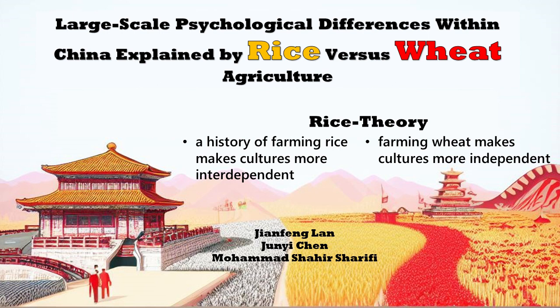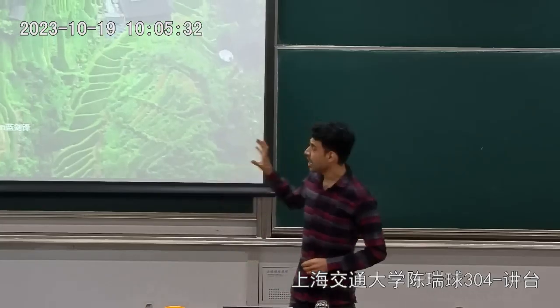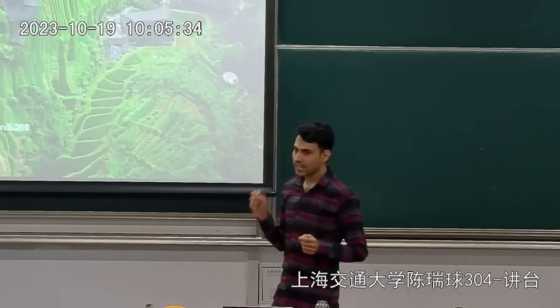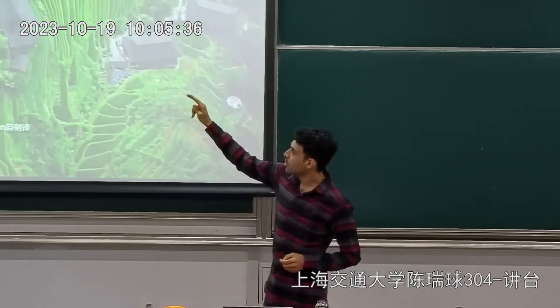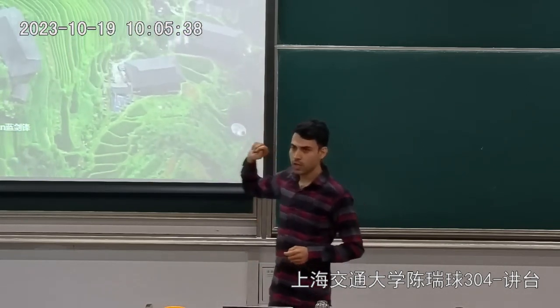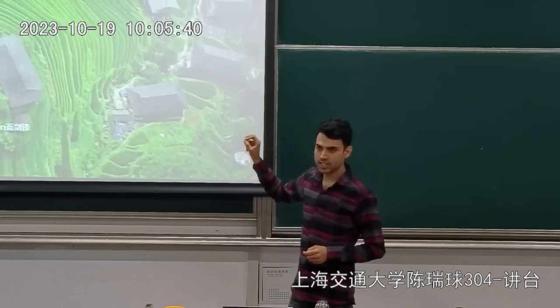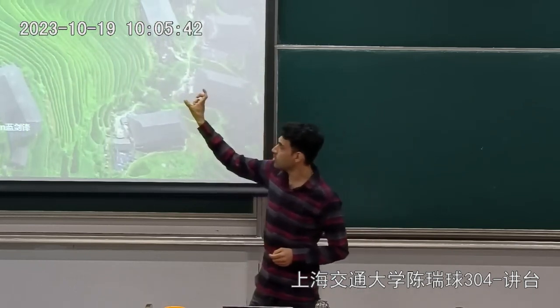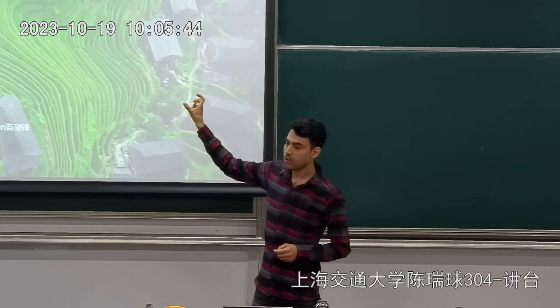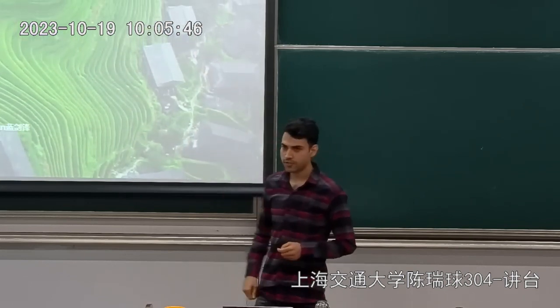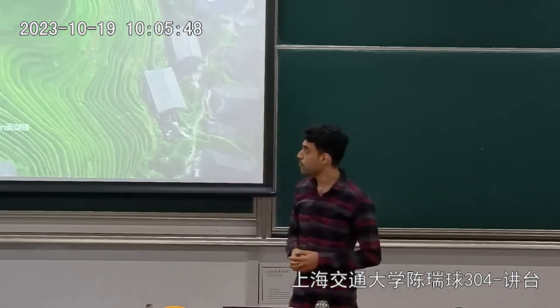This study is titled The Large-Scale Psychology Difference Between China Explained by Rice versus Wheat and Agriculture. As you see in the title, there are many key points in here. One is rice versus wheat agriculture. So this study is exploring how farming of agriculture is going to influence the psychological difference. So this is what this paper is going to do.